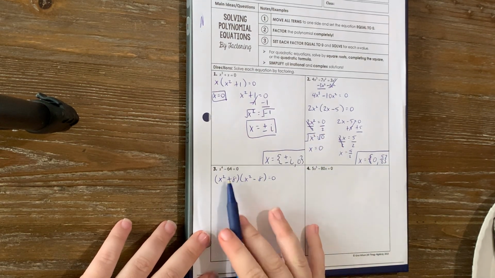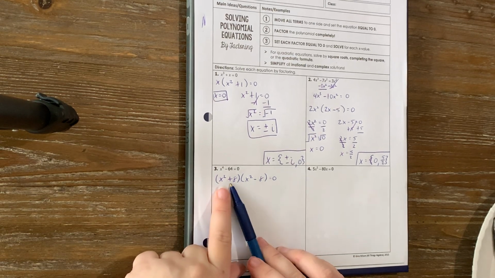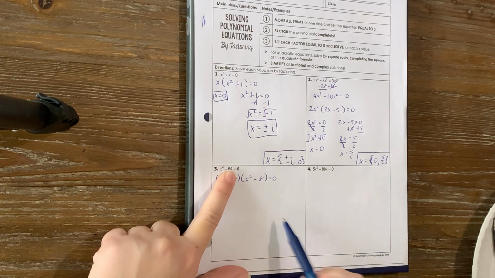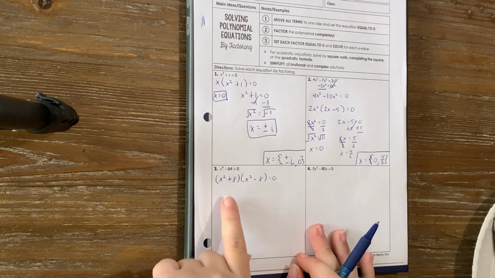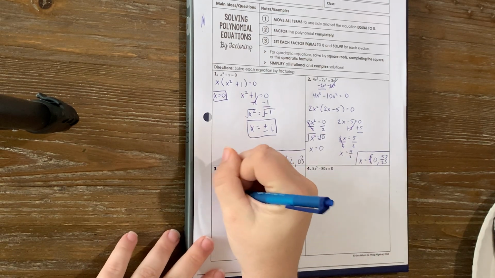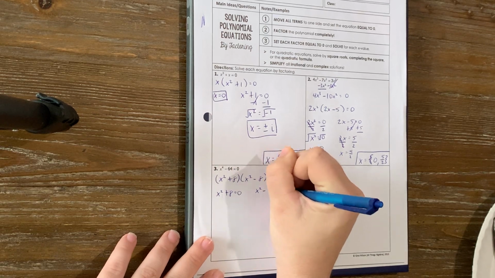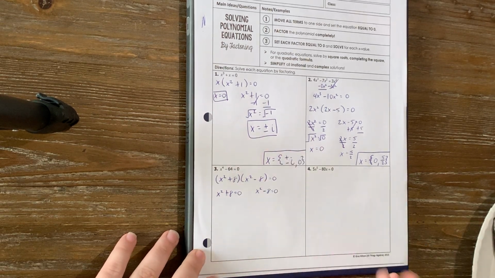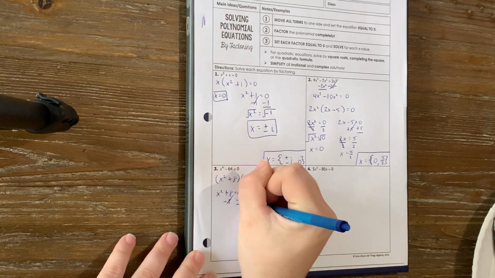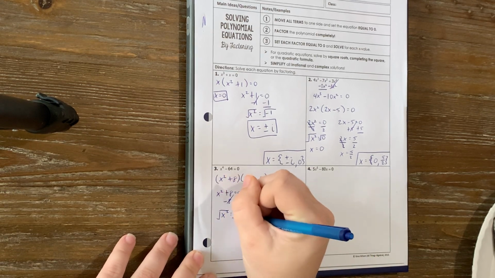Can we simplify any further? No. You definitely can't on this one because that's addition. This one's subtraction, but you can't take the square root of 8, so that's as simplified as it gets. So we want to set both factors equal to 0. So x squared plus 8 equals 0, and x squared minus 8 equals 0. On this one, we'll subtract the 8 over. So x squared equals negative 8. Take the square root.